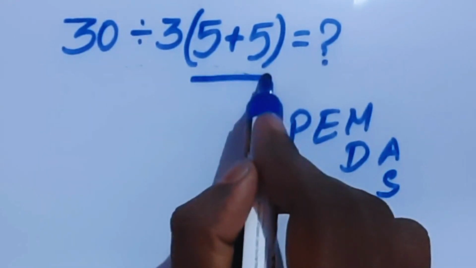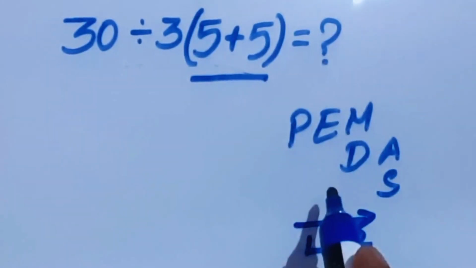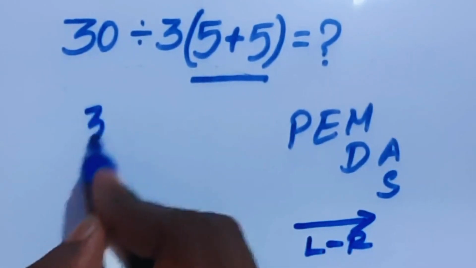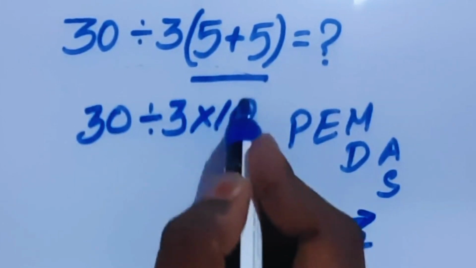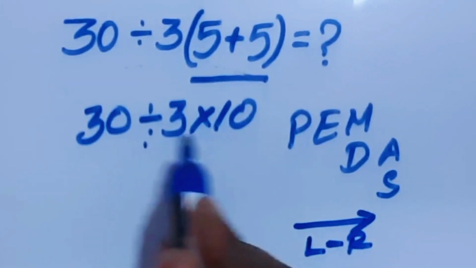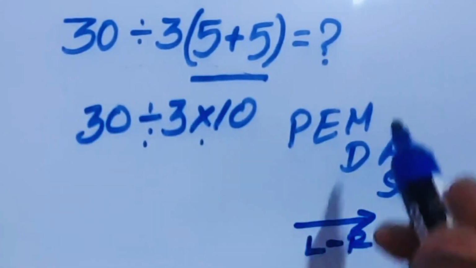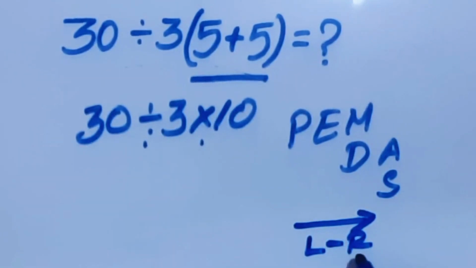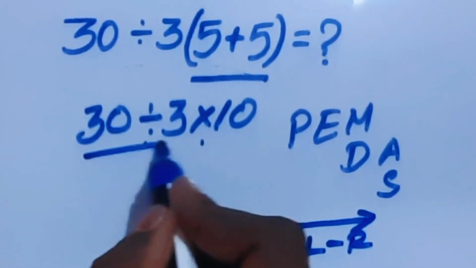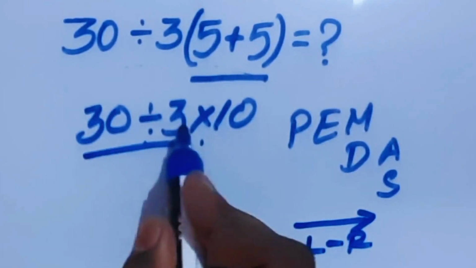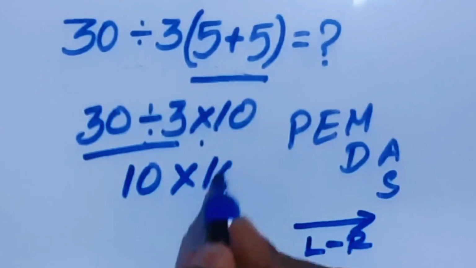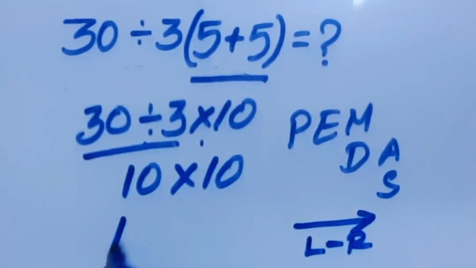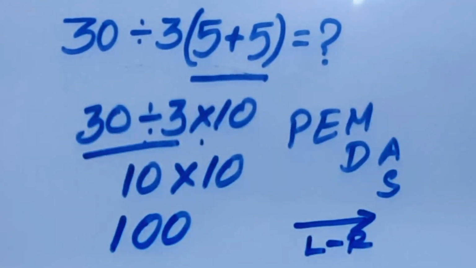Now we have to do this bracket first as per the order of operations. Now 30 divided by 3 times 10. Here division and multiplication are both equal priority. We have to follow this order, left to right. So 30 divided by 3 is 10, times this 10. So 10 times 10 is 100. Here 100 is the correct answer.